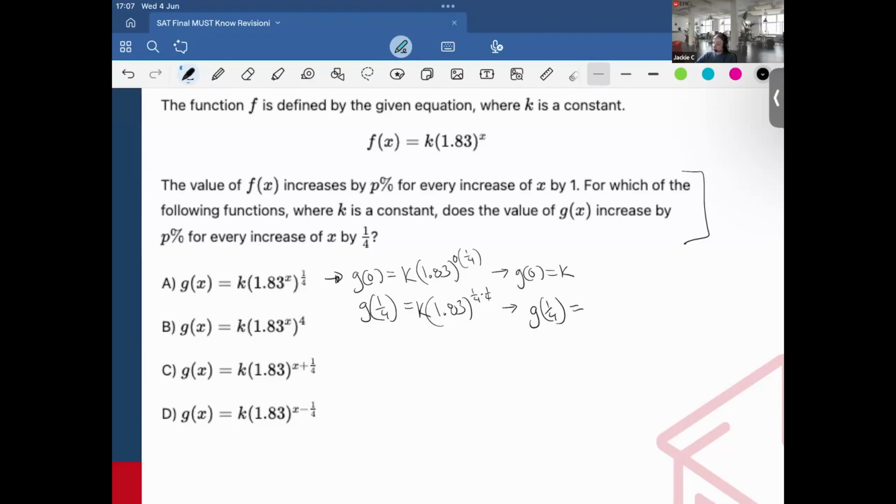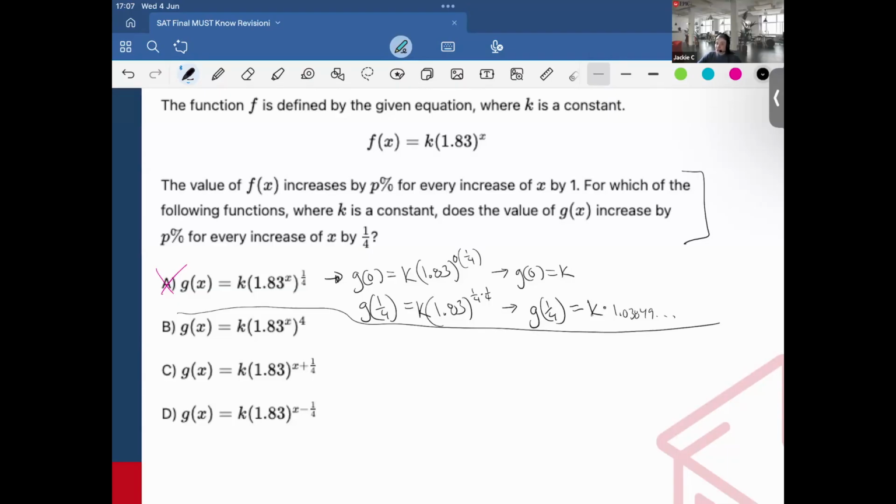1.83 raised to the 1 divided by 16. So that gives me k being multiplied by 1.03849 and so on. And I want it to be multiplied by 1.83. So A doesn't work. Let's check B.